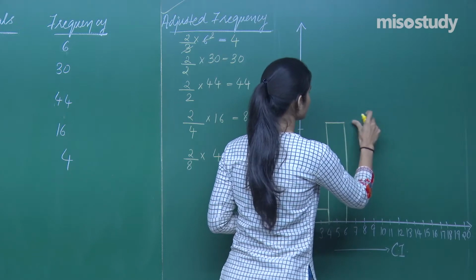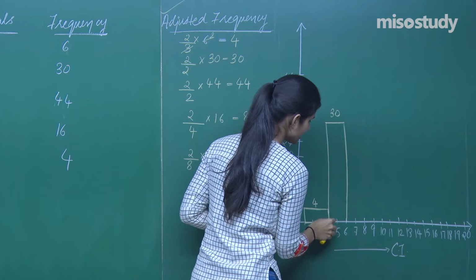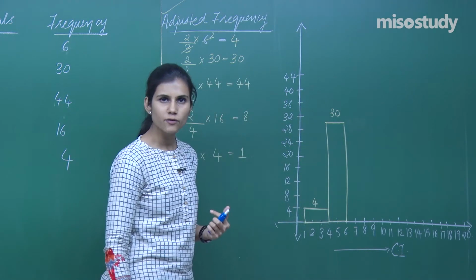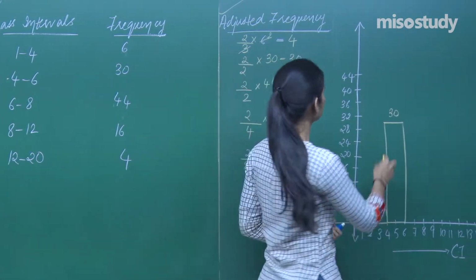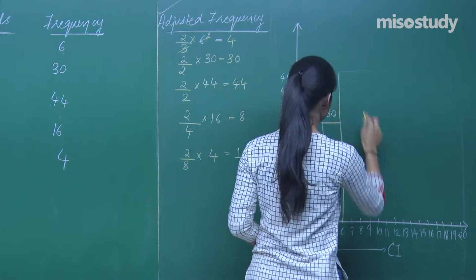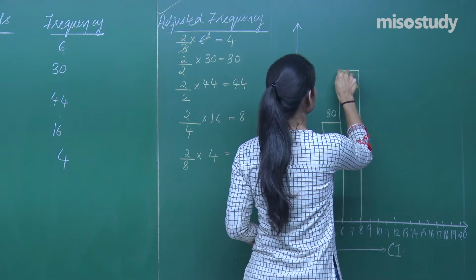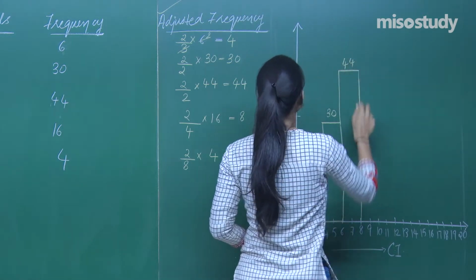Clear? 4 to 6 frequency is 30. This is the class, this is the rectangle having width equal to the width of the class interval 4 to 6 and height is 30. Next is 6 to 8, 44. So this is 44, 6 to 8. That's the rectangle corresponding to this class interval having frequency 44.